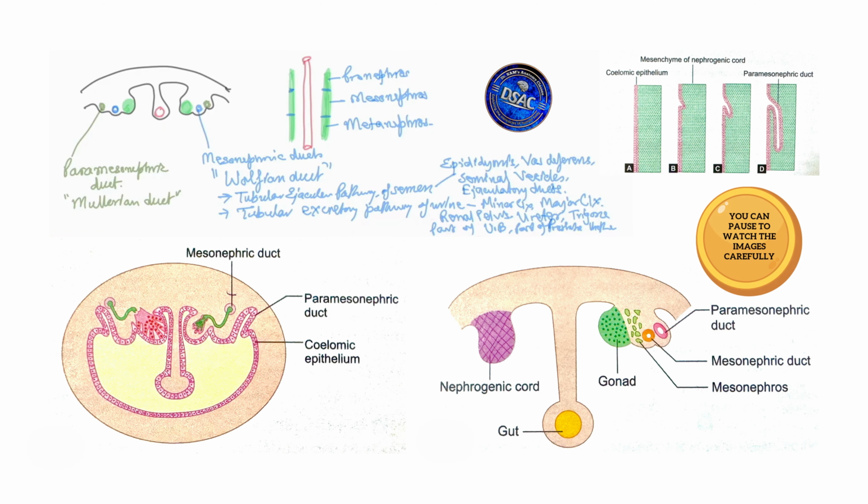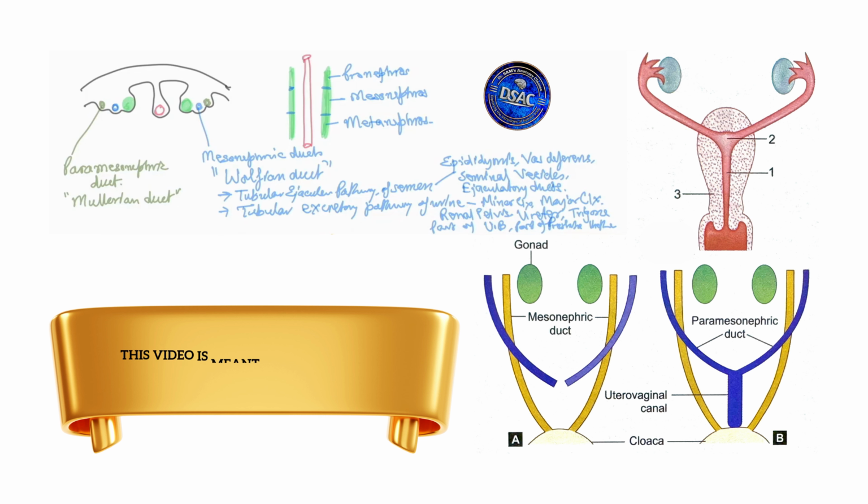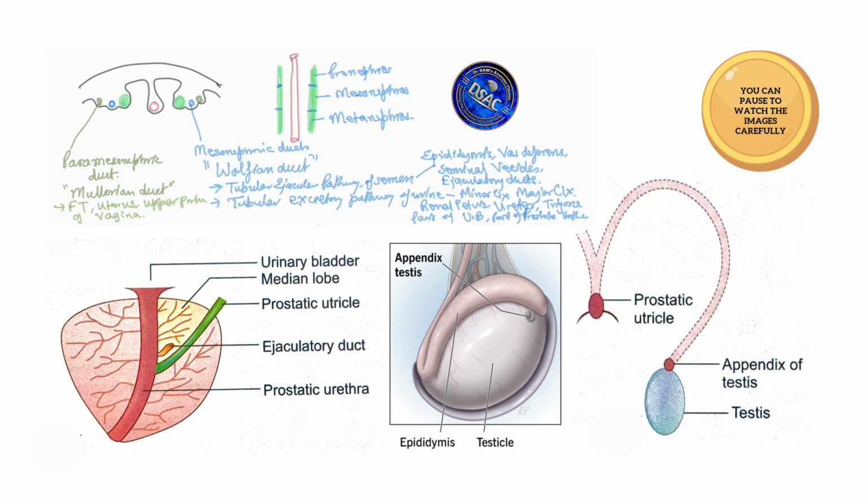Now talking about structures derived from paramesonephric ducts, the Mullerian duct. This participates in forming the female internal genital system that includes fallopian tubes, uterus, and upper portion of the vagina. In males, of course, the upper end of the paramesonephric duct will persist as the appendix of testis, that's called the rete of Morgagni, and the lower end persists as the prostatic utricle, which is supposed to be the homology of the uterus and vagina in males.